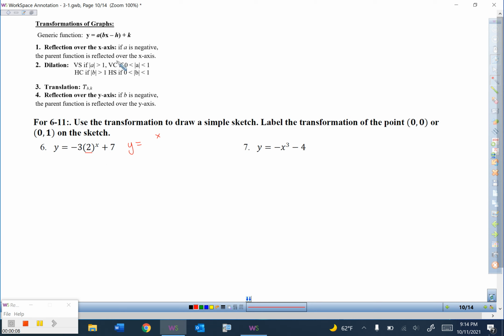This is not the b from the purple note card. It's b as in the base, and that's the number just closest to it. If you do see a b value from the purple note card idea on this, it's going to be in front of the x. Okay, everything in this bx minus h is going to be the same place your x falls in your parent function.